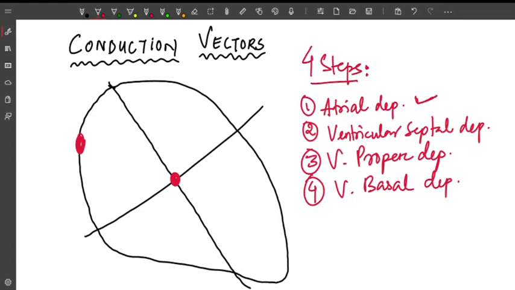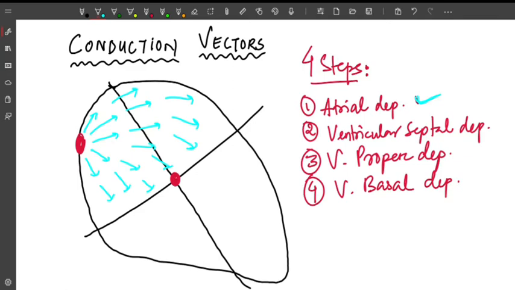All right. So first, the impulse will start from the SA node. It's the pacemaker. It will generate the impulse and it will spread throughout the atrial musculature. So we got the atrial depolarization.